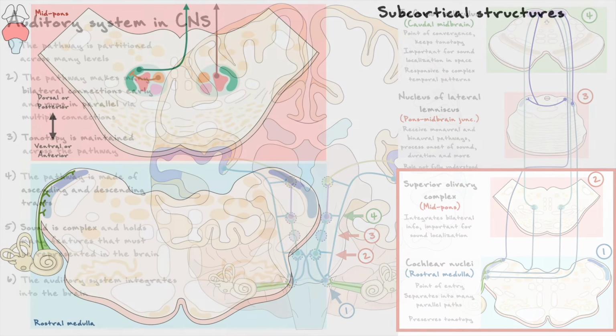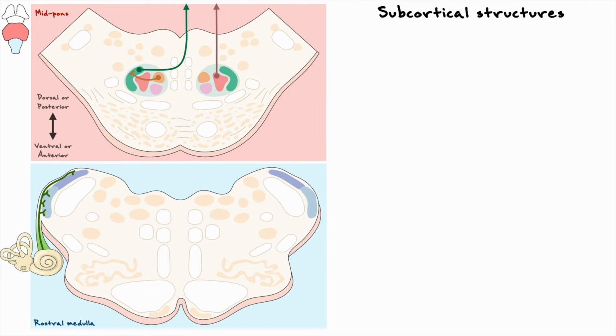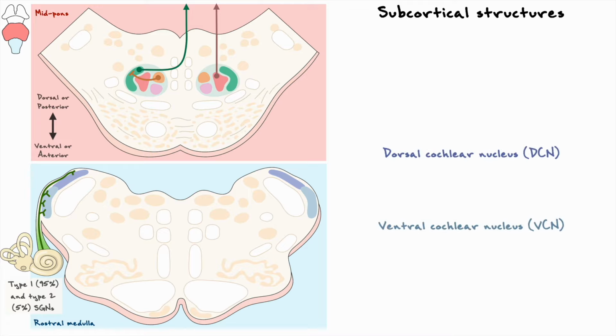So if we start at our cochlea, the afferents coming out of it are 90 to 95% the type 1 sensory ganglion neurons that innervated inner hair cells, and 5 to 10% the type 2 that innervated outer hair cells. The first target to be reached by the afferents are the cochlear nuclei, which are divided into the dorsal cochlear nucleus and the ventral cochlear nucleus. The ventral cochlear nucleus can be further divided into a posterior and anterior part, but we will not consider in great detail these two further divisions.